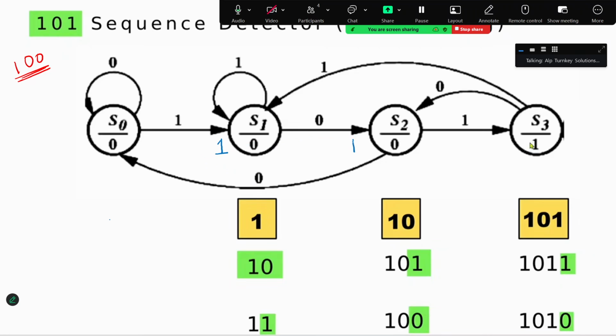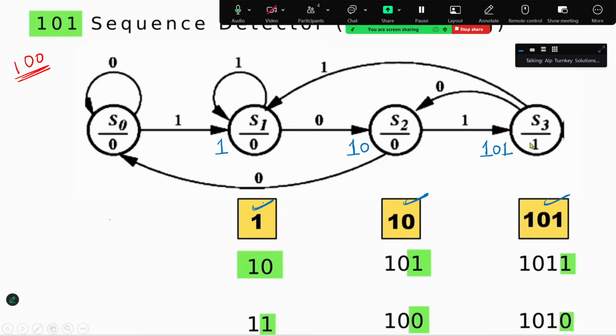So next here 10. 10 means it will go from S1 to S2, and next here I got what? 101. So at S3 I got the 101 sequence. That means at S1 I got the 1 sequence, at S2 I got the 10 sequence, and at S3 I got the 101 sequence. Okay, so we are discussing the overlapping sequence.